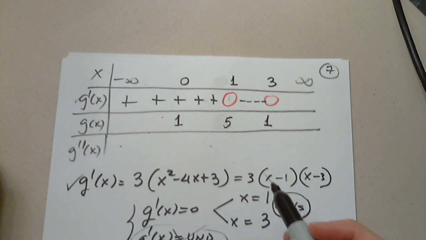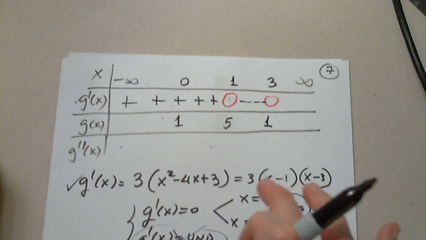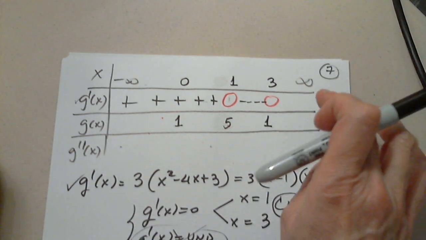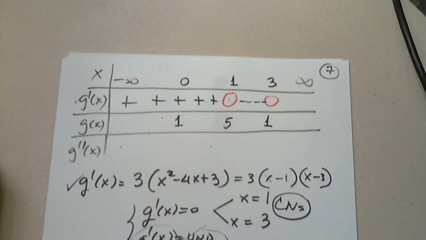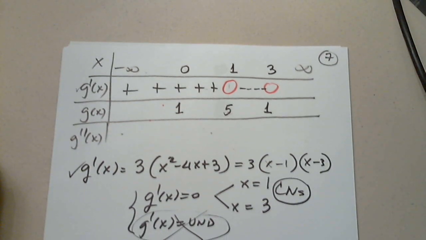Anything to the right of 3. 10 minus 1 is 9. 10 minus 3 is 7. 9 times 7 times 3. I don't need the calculation. I only need the sign. Positive. Perfect.